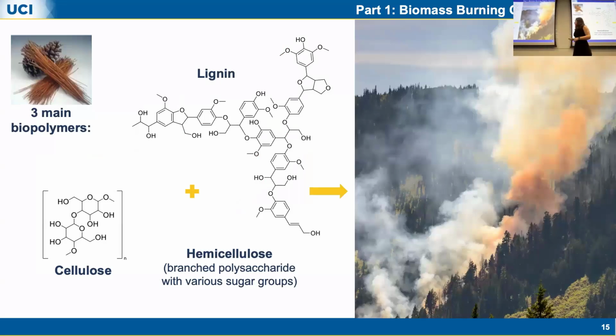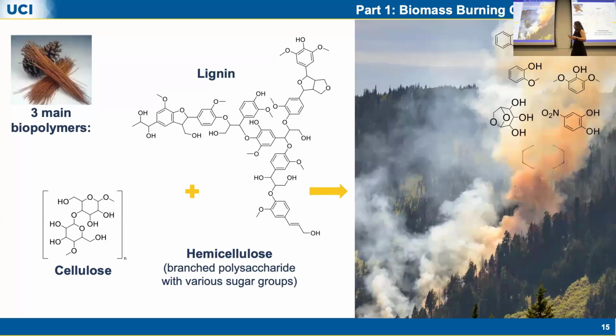Okay, so for biomass burning, there are 3 main biopolymers present in biofuels, if you will. So there's lignin, cellulose, and hemicellulose. Lignin is a complex cross-linking chain of phenolic precursors, whereas cellulose is a deep glucose matrix, and hemicellulose is a branched polysaccharide with 5 different sugar groups intermixed.